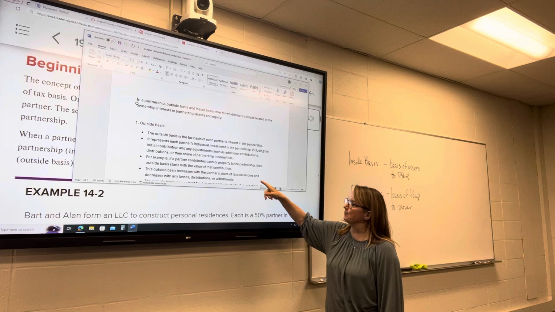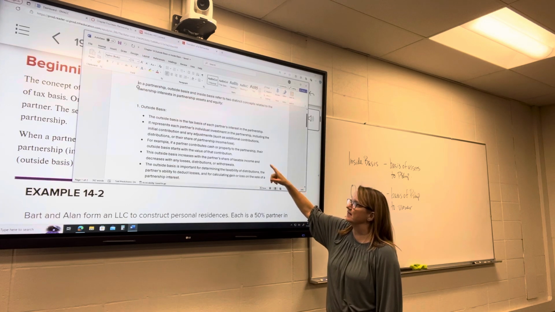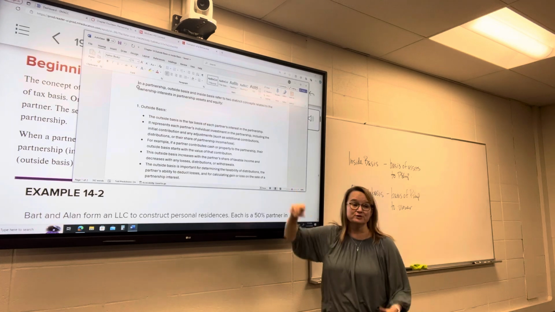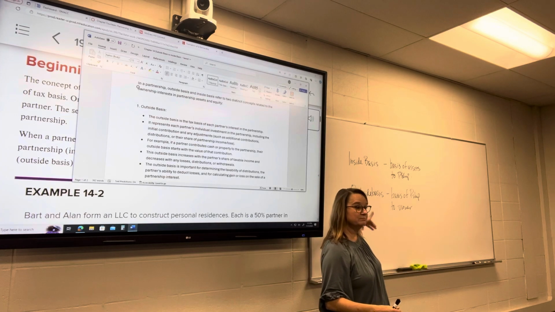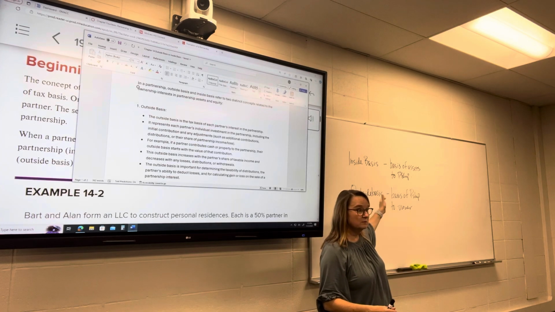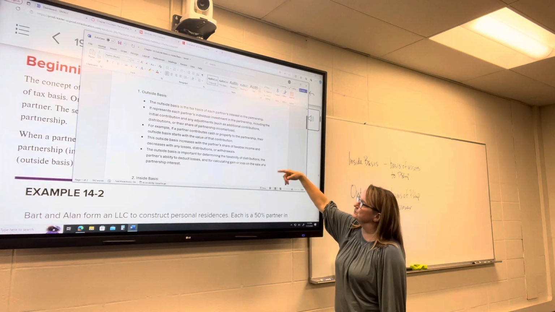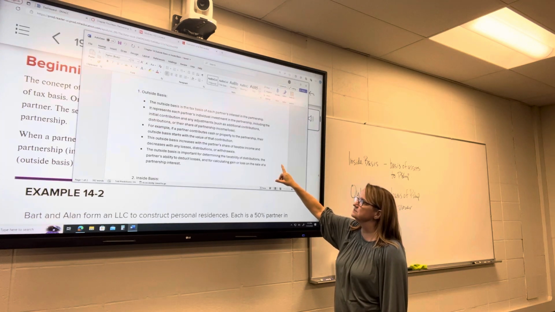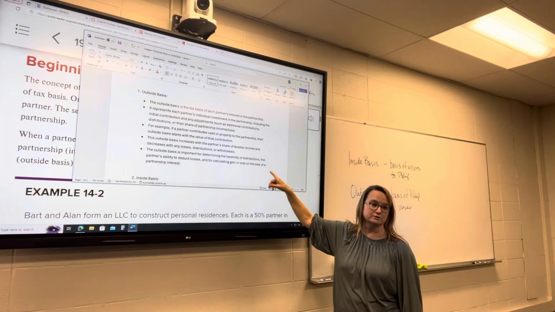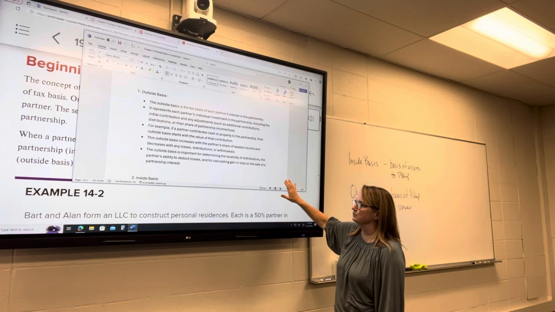So for example, if a partner contributes cash or property to the partnership, their outside basis starts with the value of that contribution. If it's property, it's also going to affect the inside basis to the partnership, based on what the basis was when it was contributed. The outside basis increases with the partner's share of taxable income and decreases with any losses, distributions, or withdrawals. So when they take money out, it's also going to decrease their basis in the partnership, for partners anyway.